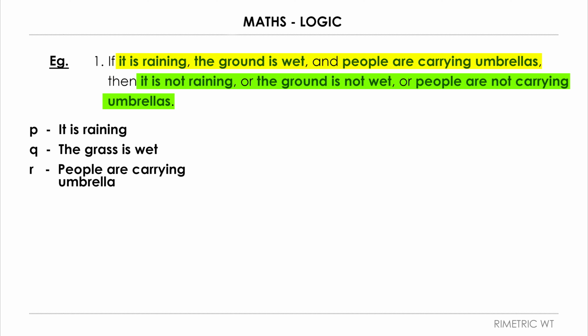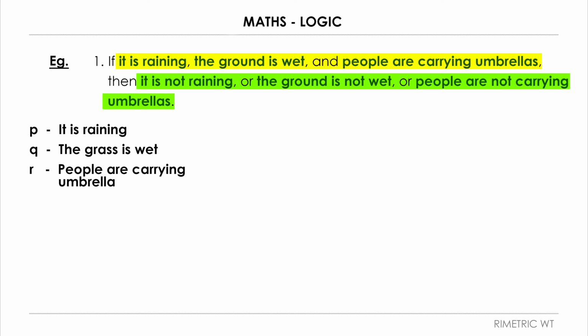Therefore, the whole statement can be expressed as P and Q and R in parentheses implies negation of P or negation of Q or negation of R in parentheses. Now that we have expressed the statement in a logical statement, we can proceed with building a truth table for the statement.